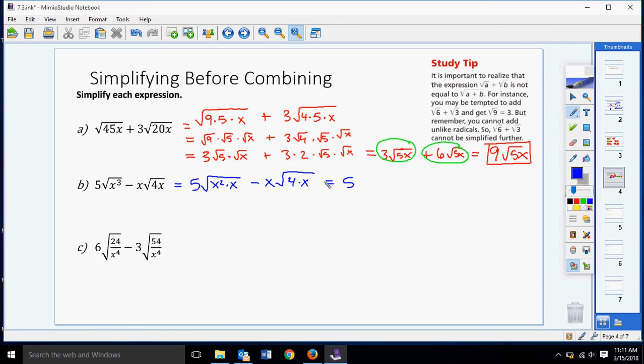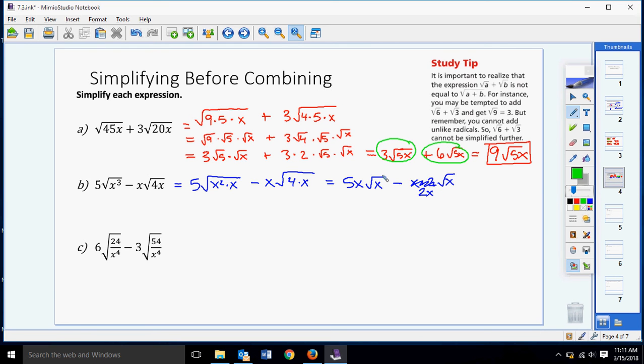I have 5 out in front. The square root of x squared, remember the square root and the square cancel, so that would just leave me with x. But I still have x underneath my radical. It didn't cancel with anything. Over here, I have x out in front. It's being multiplied by the square root of 4. Well, the square root of 4 is just 2. And I can't simplify a square root of x underneath. x times 2, I could rewrite as just 2x.